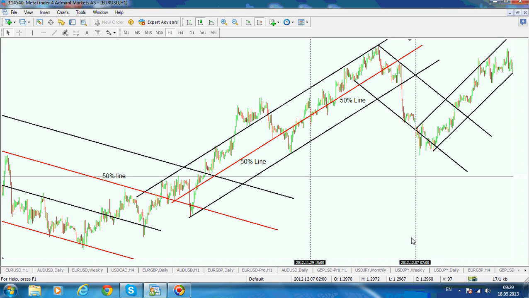So again, now we were on the 50% line here. What I would do normally in order to take a look at this spike, normally we should measure the Fibonacci. We should measure the channel again using the Fibonacci tool like this.